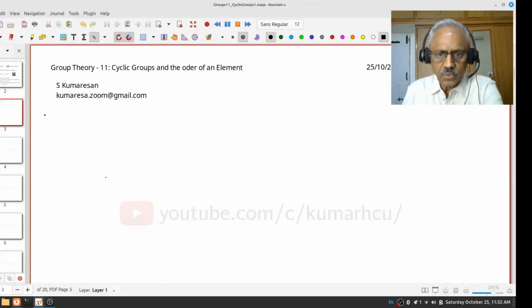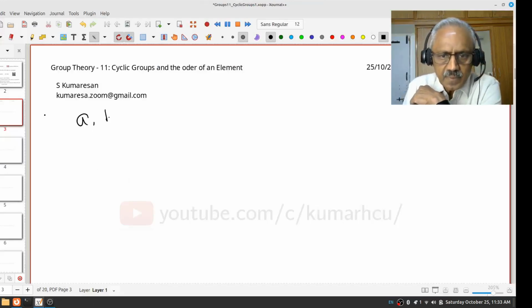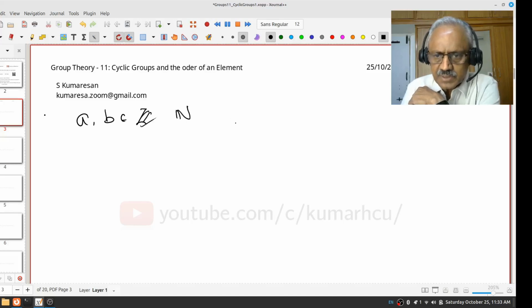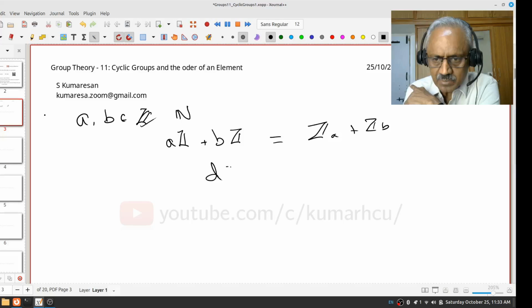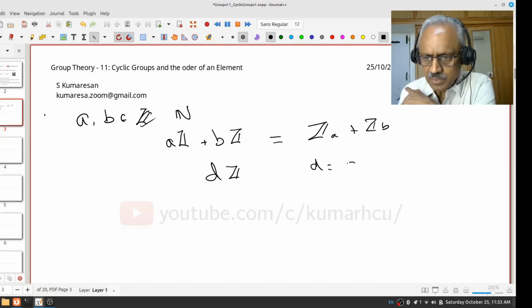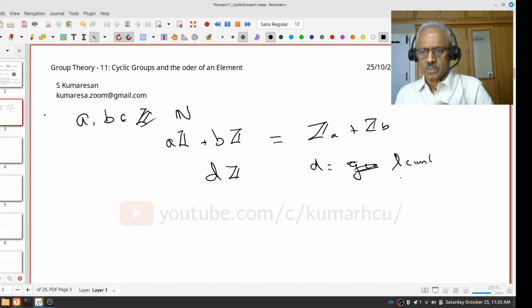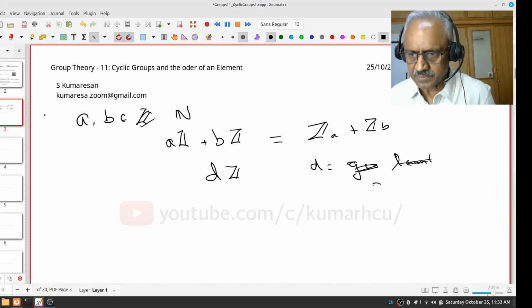Okay, so let us look at a, b, non-negative integers, in fact positive integers. And then let's look at aZ plus bZ, which is the same as, of course, Z times a plus Z times b. We saw this group is nothing other than dZ, all multiples of d, where d is the, sorry, GCD of a and b.